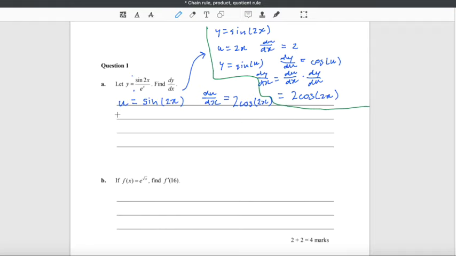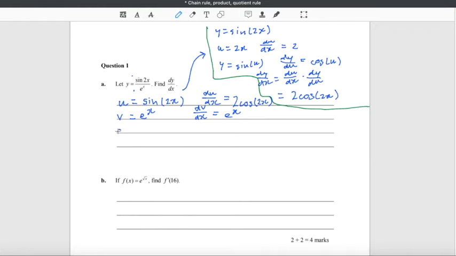So the next part is our v function, which is our e to the x. And the amazing thing about e to the x is that its derivative is itself. So the derivative of v in this case with respect to x is just going to be e to the x. Alright, now we have to follow the chain rule. And remember that we have to follow the quotient rule.